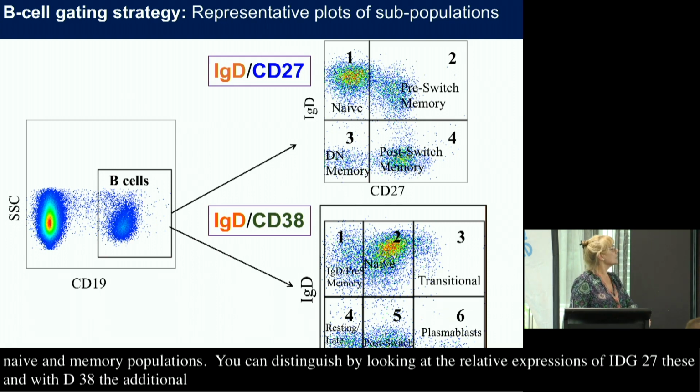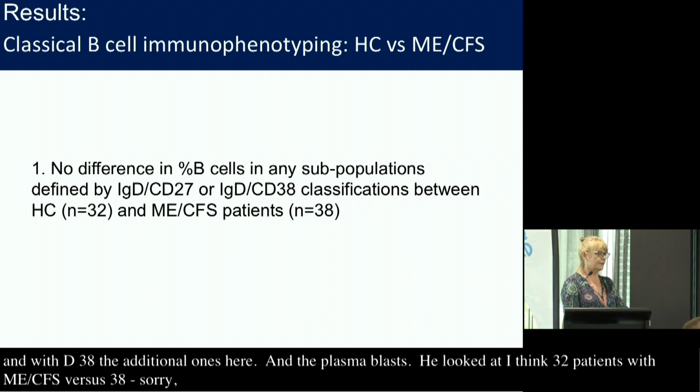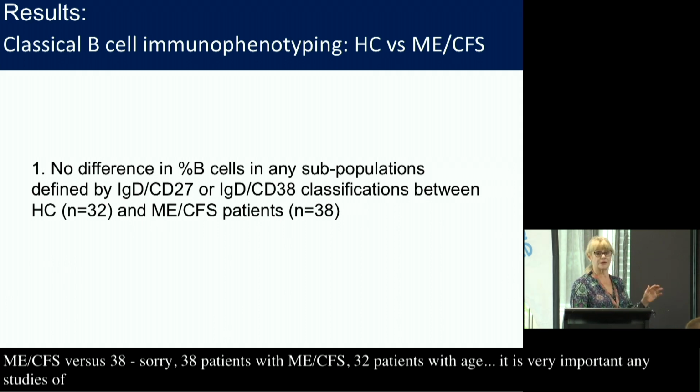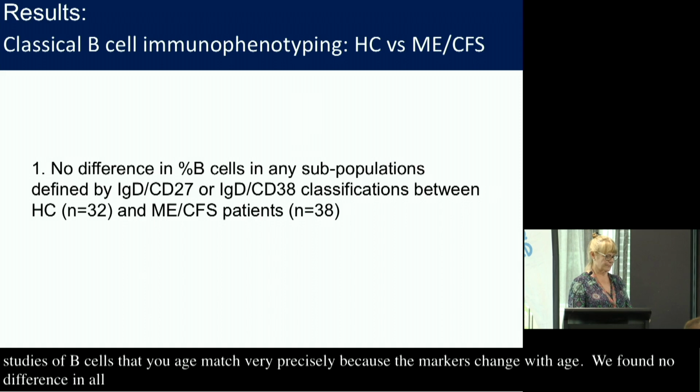So he looked at 32 patients with ME/CFS versus 32 patients with age-matched healthy controls. It's very important in any studies of B cells that you age-match very precisely, because the markers change with age. And so we found absolutely no difference in all these 10 different subpopulations between the patients and the controls.